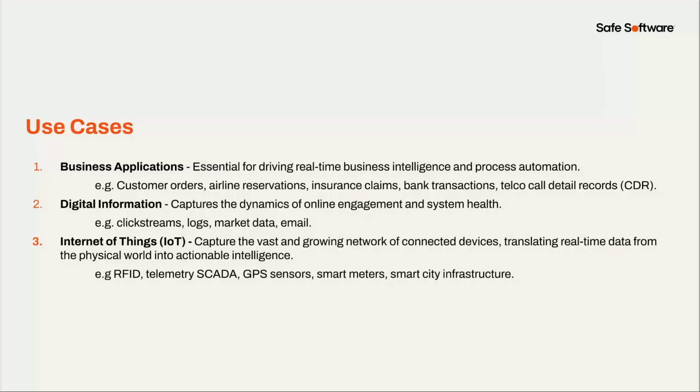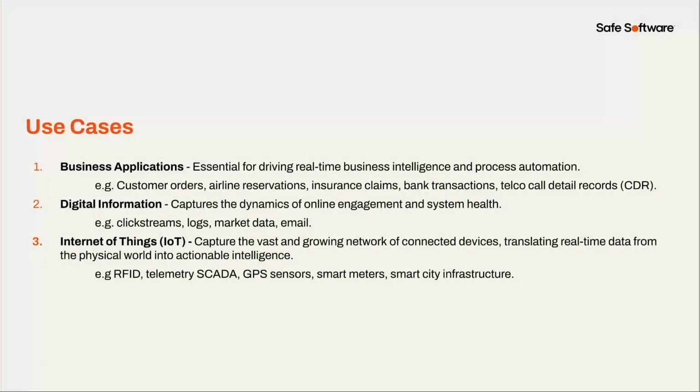The next would be digital information. So we've done less with this. That would be kind of capturing the dynamics of online engagement and system health. So click streams where people click on a website, processing huge volumes of log data to glean kind of system patterns to identify if there's any health concerns, and also even processing vast volumes of email.